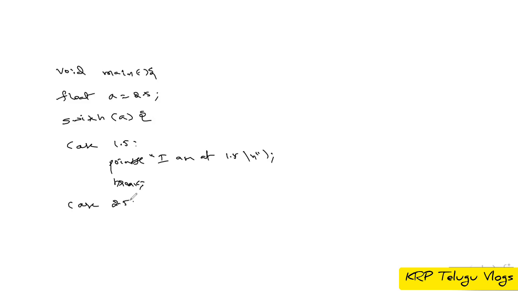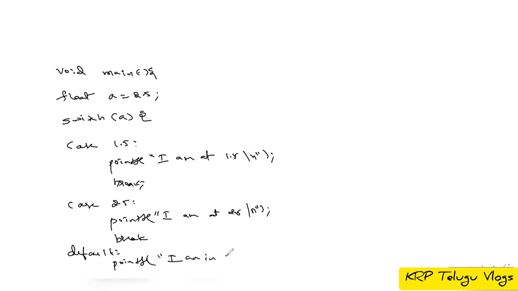Case 2.5: printf, I'm at 2.5. Break. Default: printf, I'm in default. Now you tell me what is the output here?